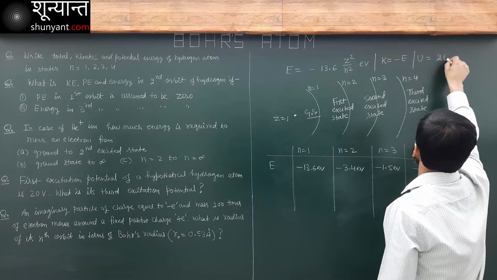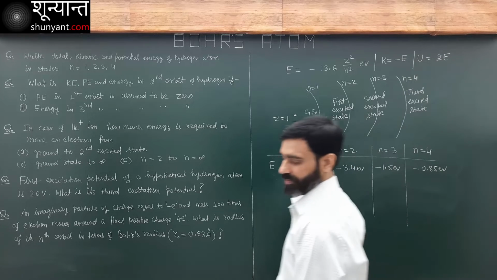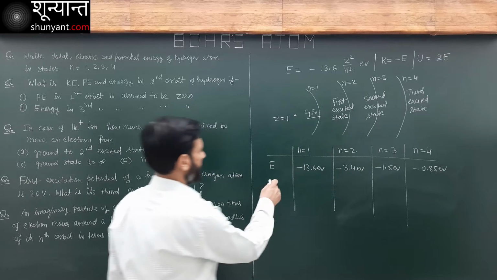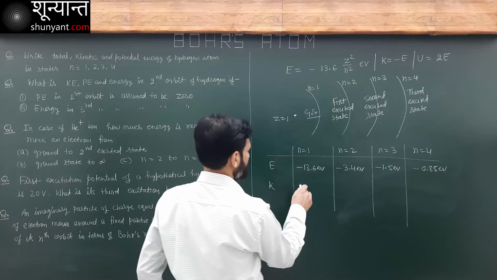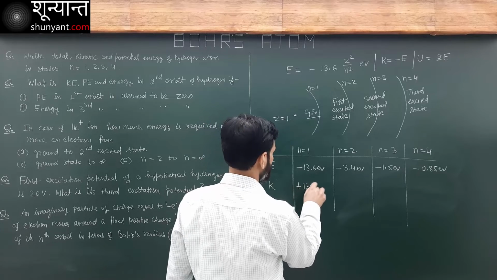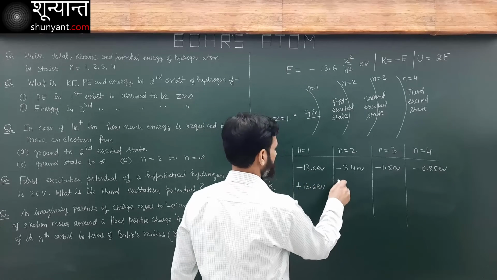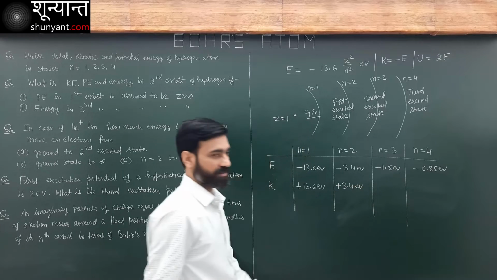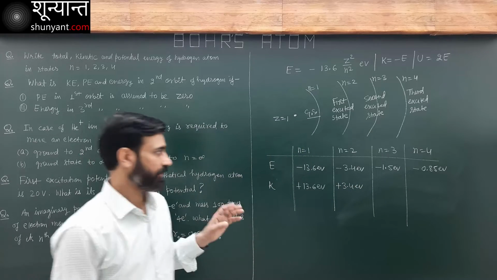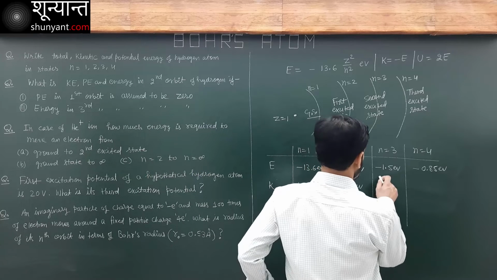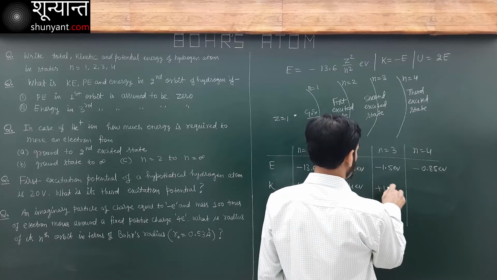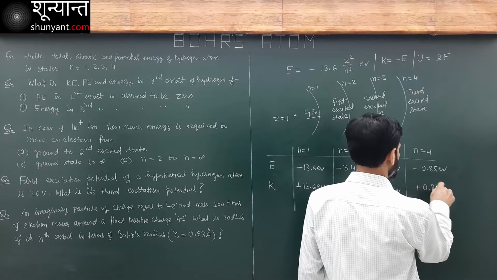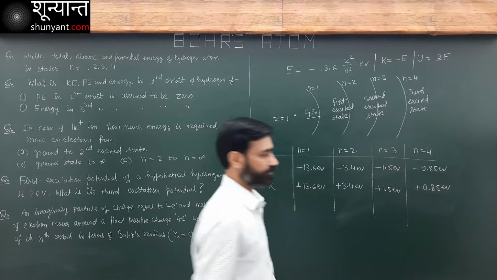equal to double of E here, 2E. Remember this relation, it's a very, very important relation. So what will be kinetic energy? It's just positive of this, plus 13.6 electron volt, plus 3.4 electron volt. Keep in mind, kinetic energy is always going to be positive, always, in all the cases. This is plus 1.5 electron volt, and here it is plus 0.85 electron volt.